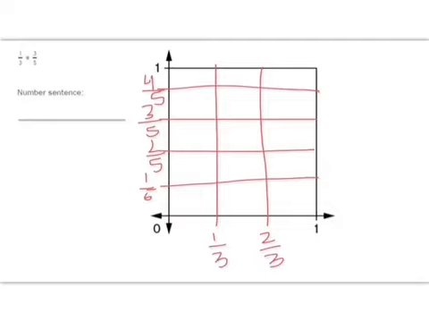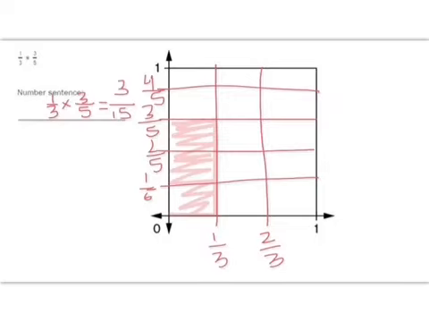Okay, then we're going to shade in 1/3, up to 3/5. 1, 2, 3, and shade in everything there. Okay, and when we write this out, we're going to use the 1/3 times 3/5 equals, now remember, we're going to zoom out and see that we have a total of 15 pieces and 3 of them are shaded in.